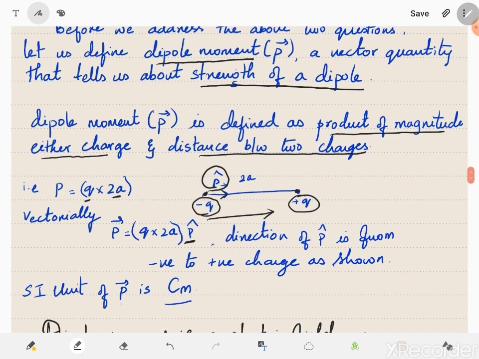SI unit of dipole moment vector P. Please don't confuse this P with momentum or pressure. P here has a very specific meaning in the electrostatics chapter, and we are going to call it dipole moment. It's not momentum or pressure. So charge is Coulomb and distance is meter. Therefore, the SI unit is going to be Coulomb meter.